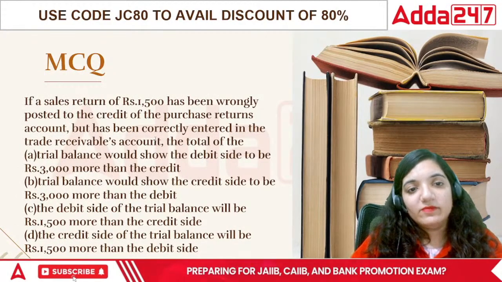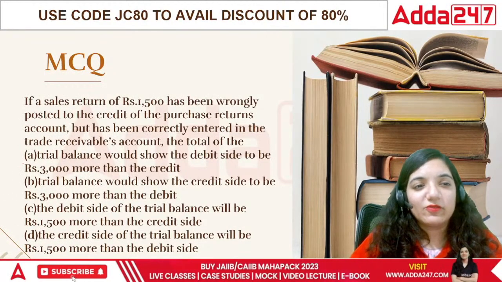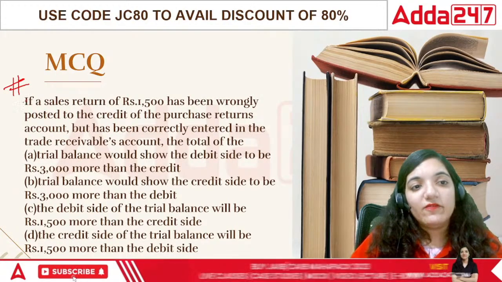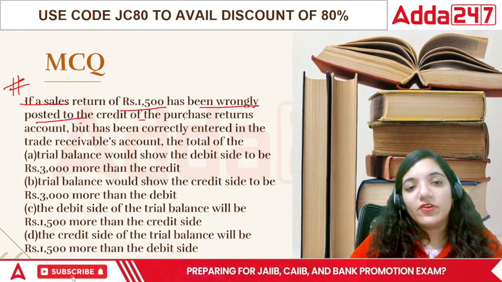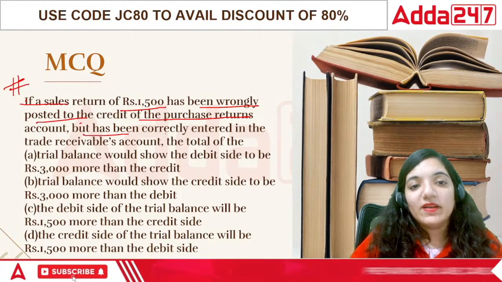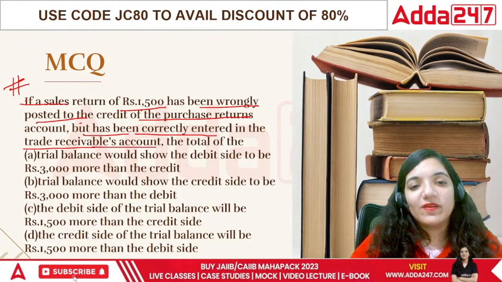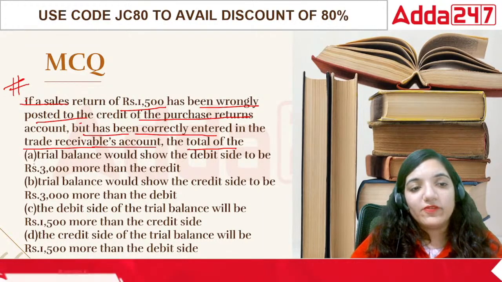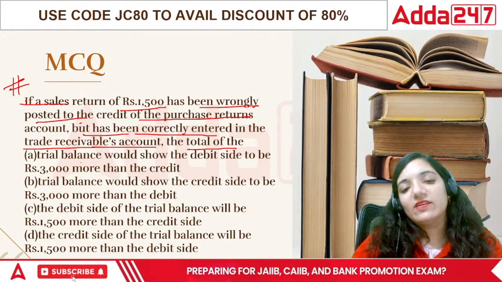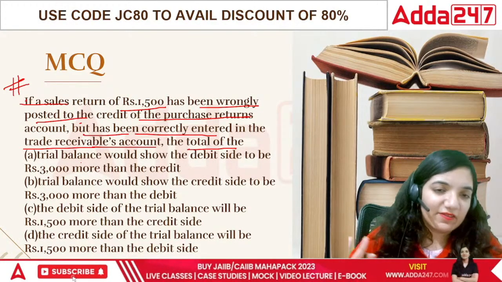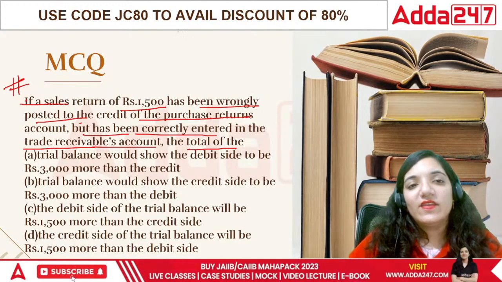Okay, here comes a tricky question. I would say this is the question of the day. If a sales return of 1500 has been wrongly posted on the credit side as purchase return, but has been correctly entered in the trade receivable account, the total of the trial balance will be more on the credit side or the debit side? All those options are given. Let's go through the question now. There is a sales return.